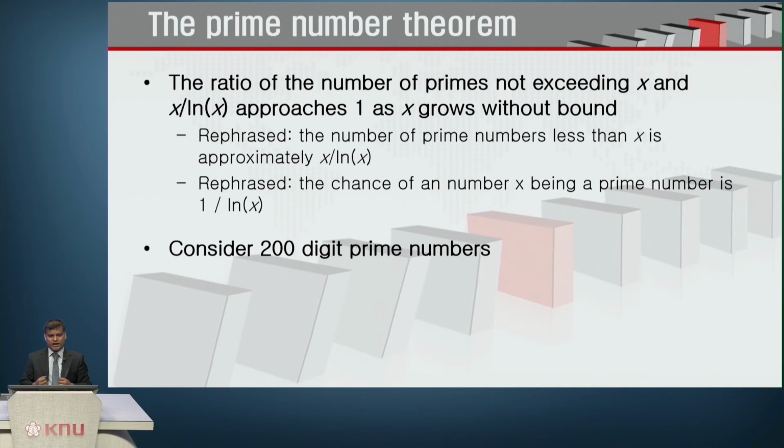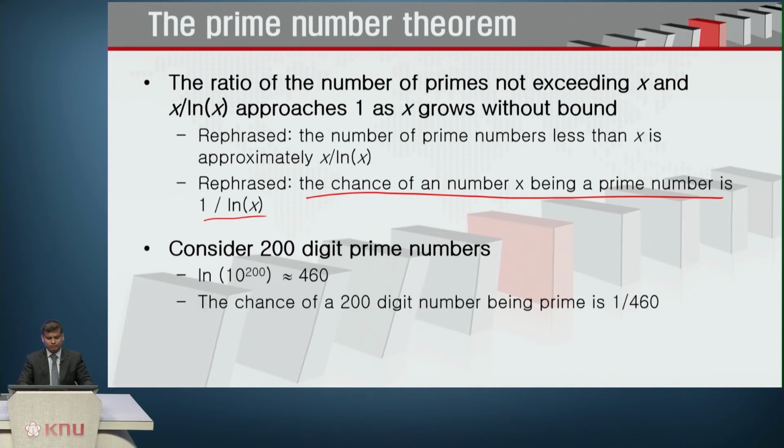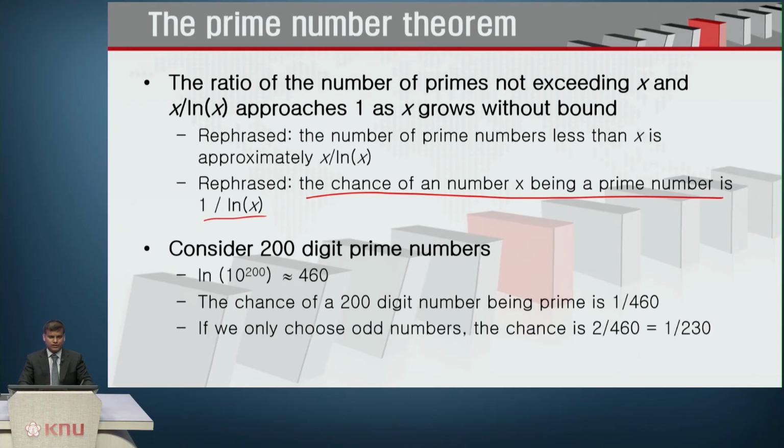The question is, I have two questions in hand. One is, we have a 200-digit number, and you want to find whether this number is prime or not, and you can see that the chance of a number x being prime is 1 by log x. So you can see the probability or the bound that grows in finding prime numbers. So it's the natural log of 10 power 200, approximately 460. The chance of a 200-digit number being prime is 1 by 460.